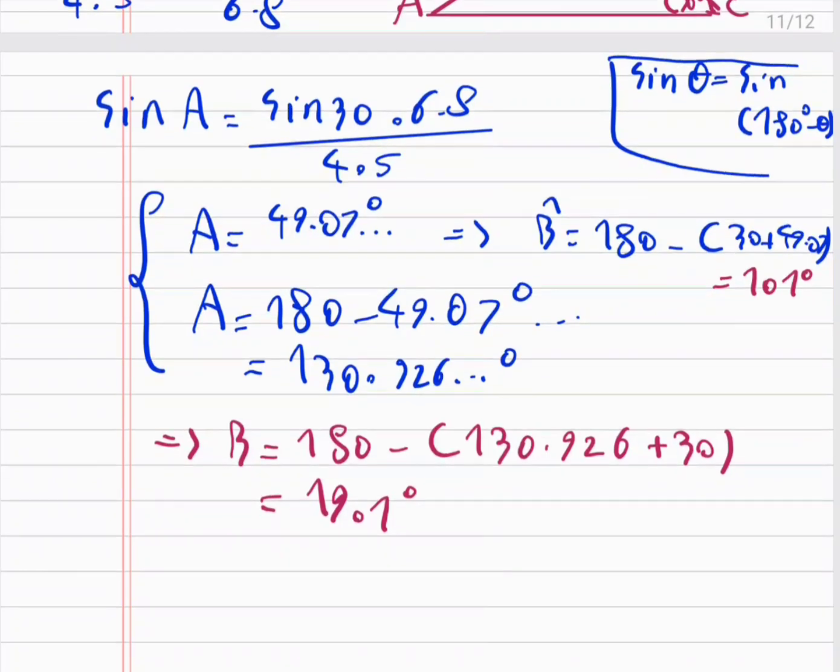So this is case 2 and case 1. In the first case, the largest angle is B, which is 101 degrees. So that's the first triangle. And in the second triangle, the largest angle is A with this value.